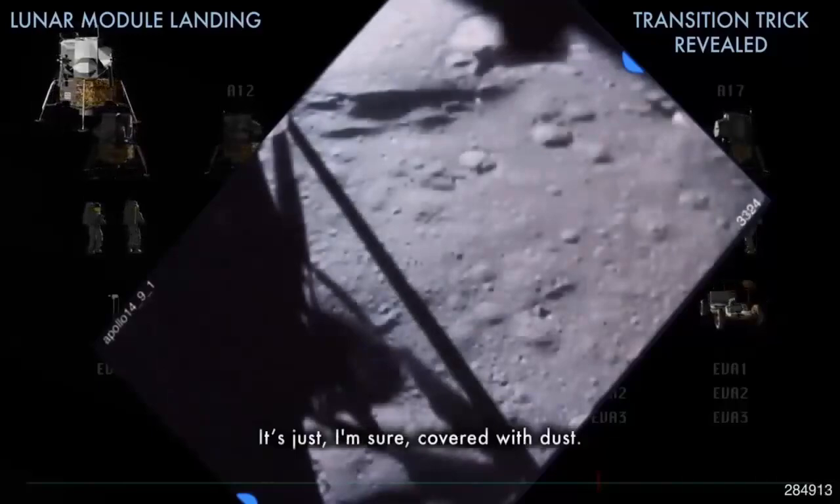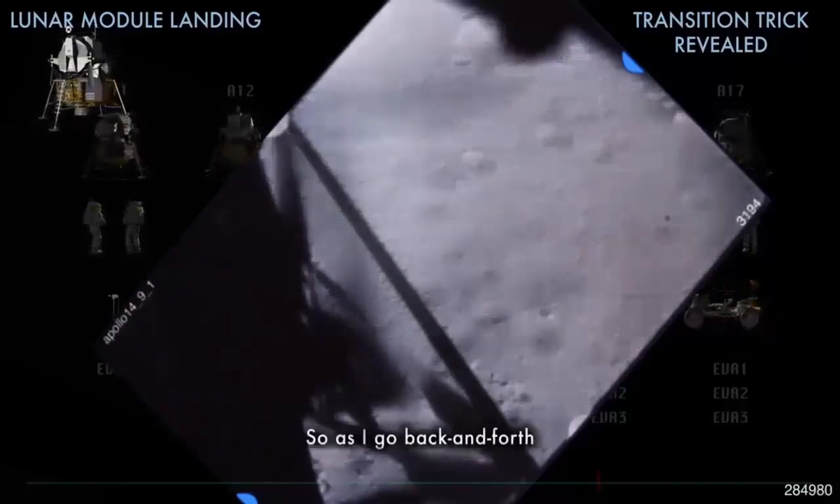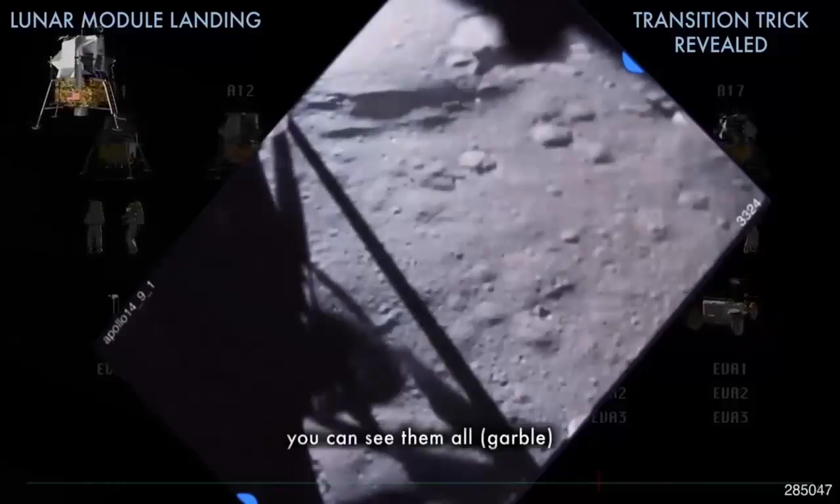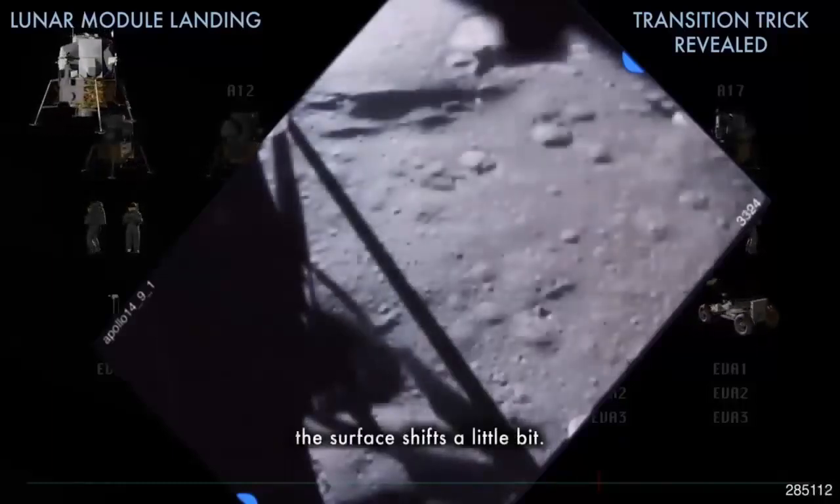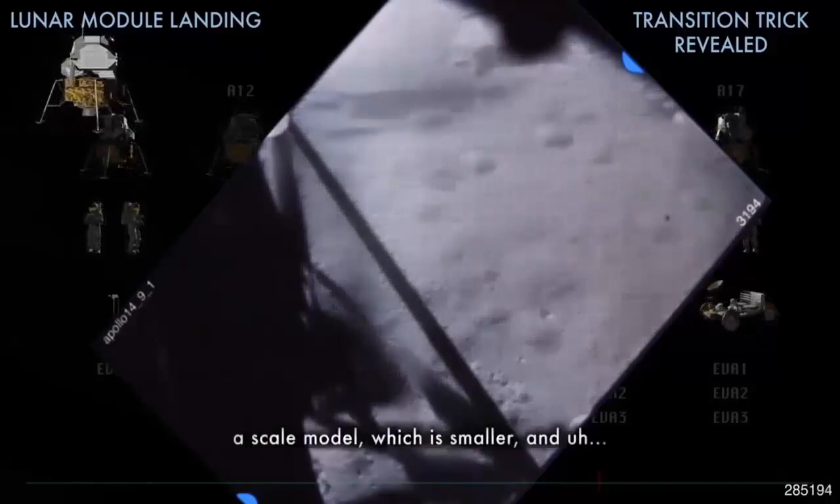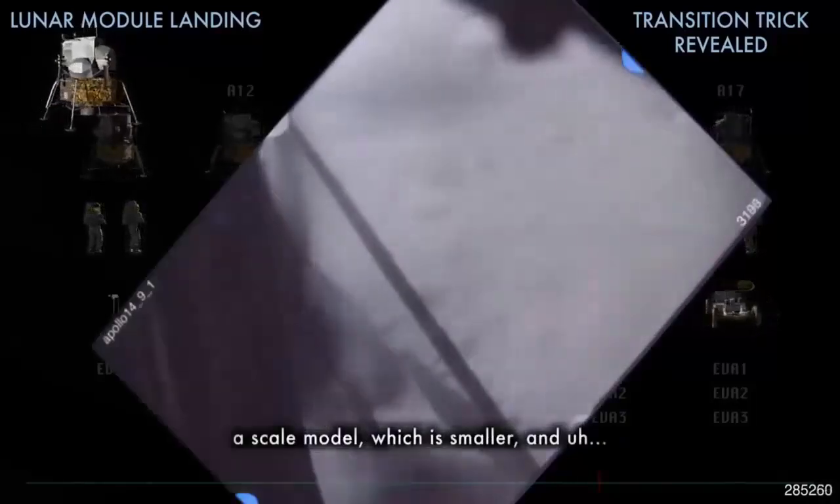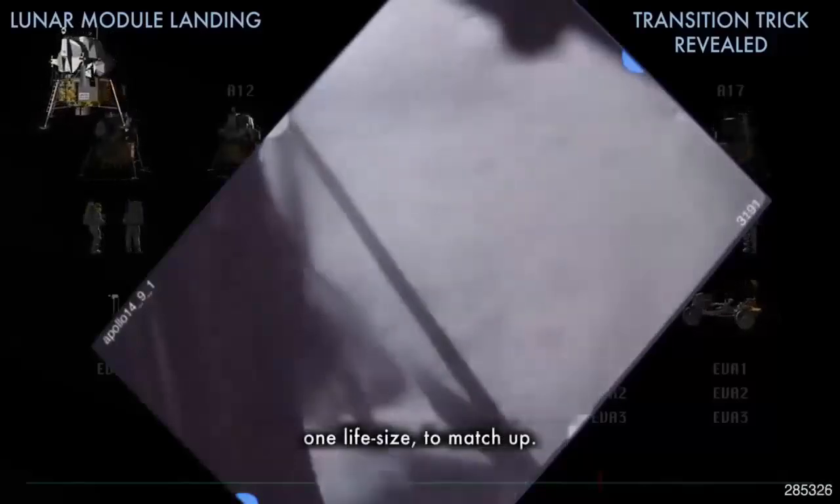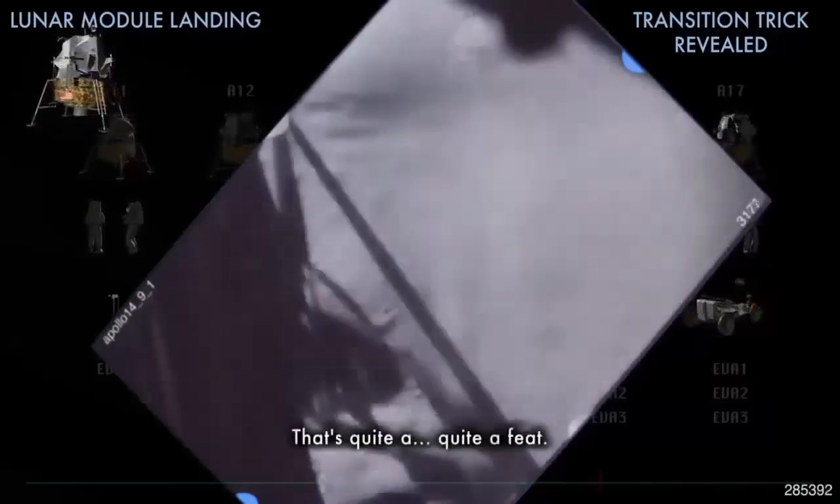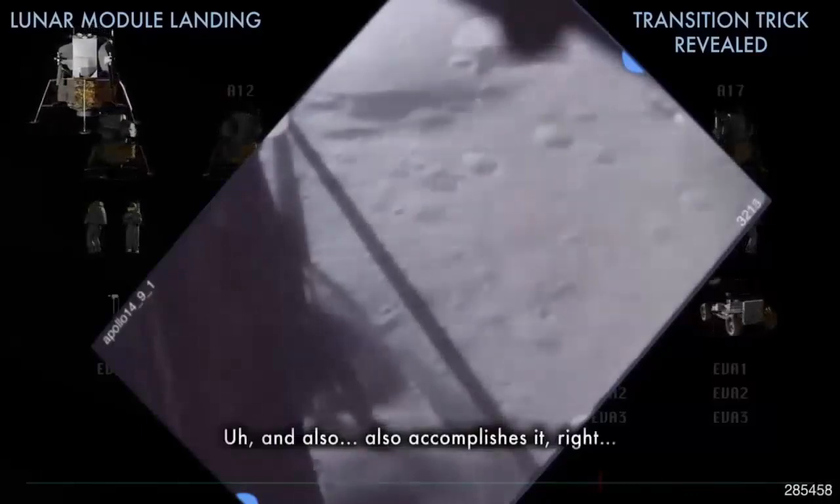It's just a soft map. It's just, I'm sure, covered with dust to hide it. So I go back and forth. You can see them all. The surface shifts a little bit because it doesn't match up. It's very difficult to have a scale model which is smaller, one life size, to match up. That's quite a feat, but it does accomplish the effect, right?